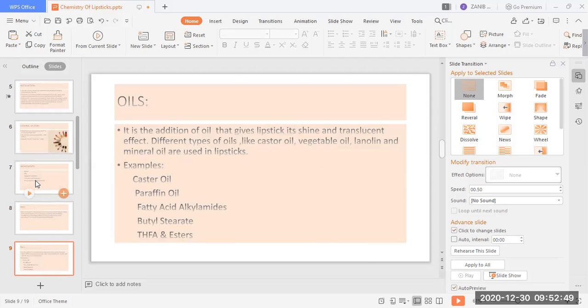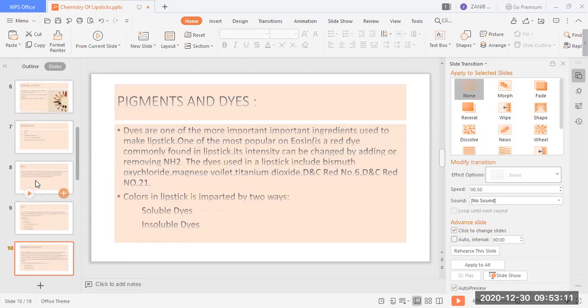Then oils. The oil mixture is required to blend properly with the waxes to provide a suitable film on the applied lip skin. It also acts as a solvent in some formulations and as a dispersing agent for insoluble pigments. Some examples of oils used in lipsticks are shown below, like castor oil, paraffin oil, fatty acid alkylamides, butyl stearate, etc.